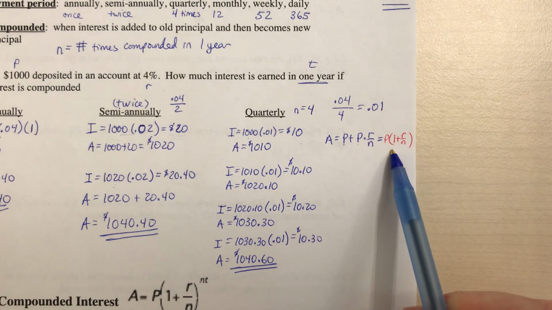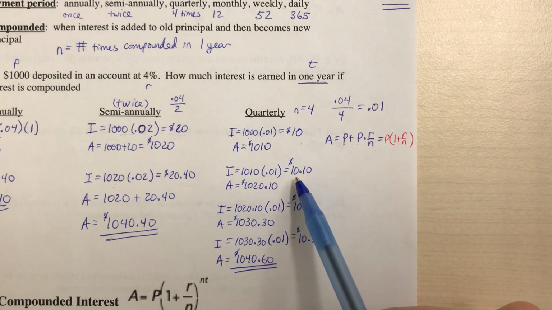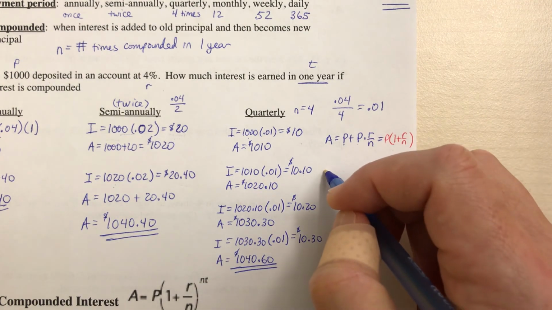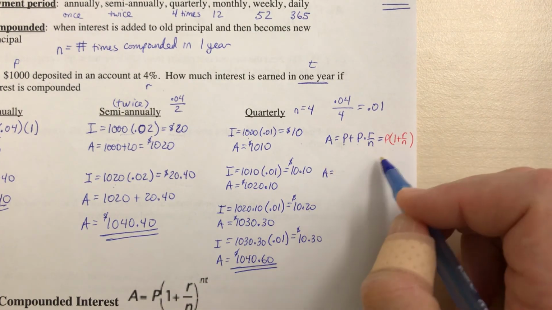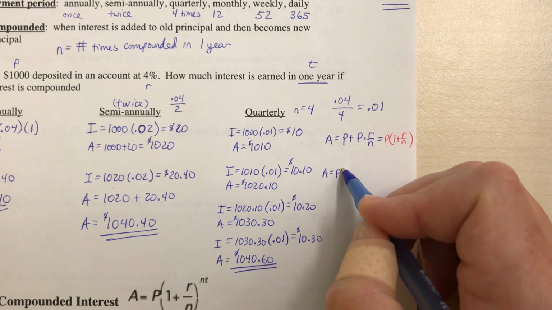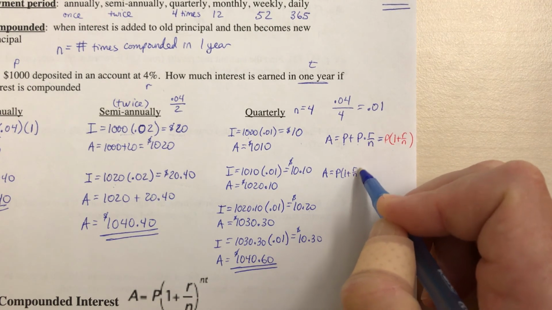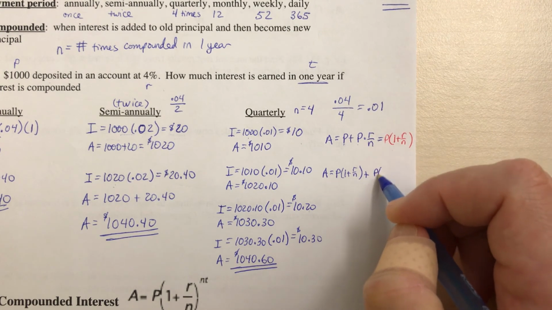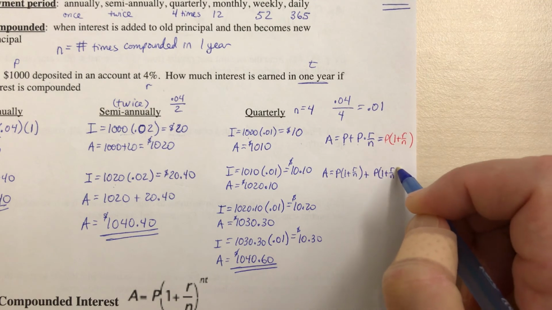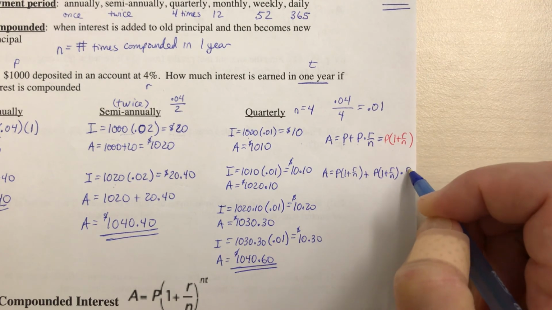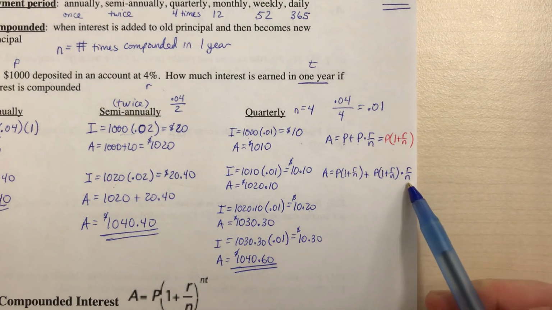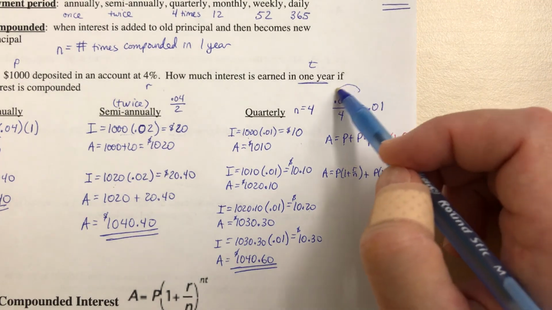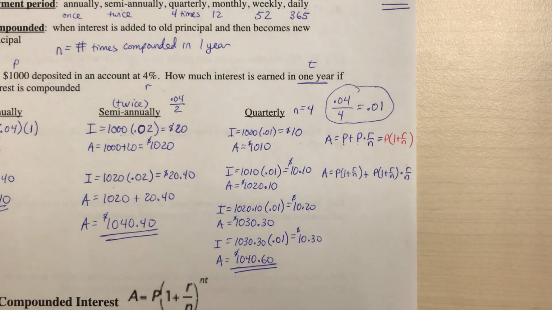Now that's after the first period. So then we come to the second pay period, the second quarter, and the amount is we take the principal. Now the new principal is P times 1 plus r over n, and then we add that to the interest on that, which is we take that new principal times the percentage, which is the rate divided by the number of times being compounded. That's this r over n. In this case, r over n is 0.04 divided by 4.